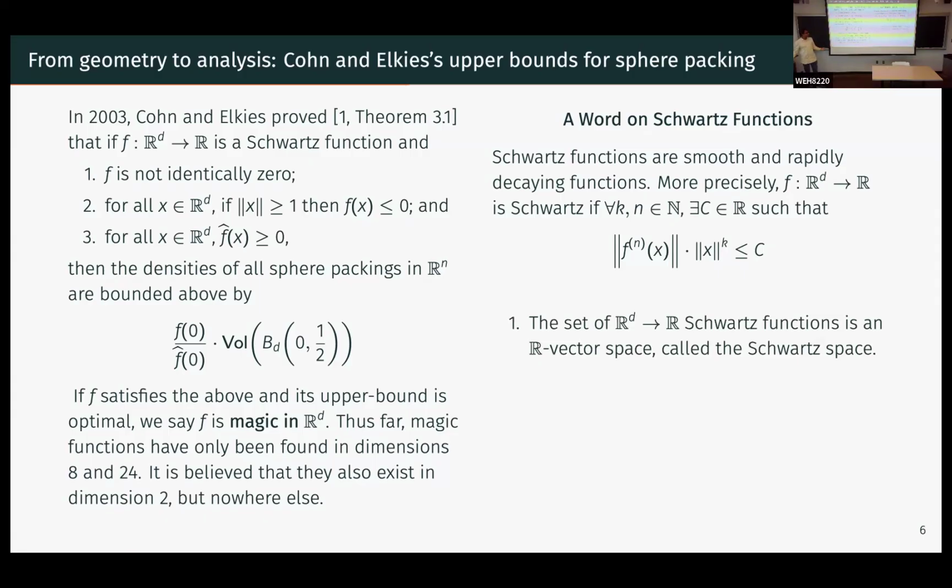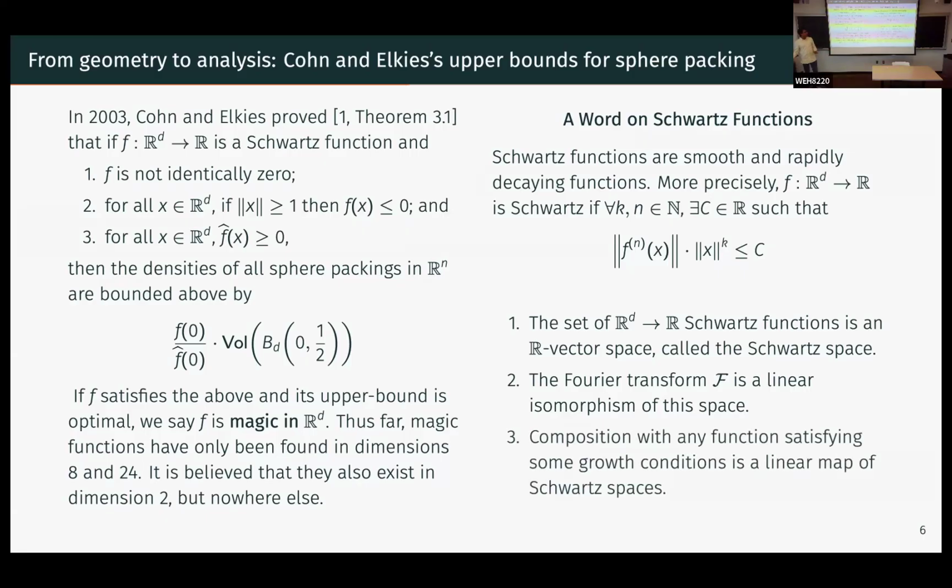We can make a few observations. First of all, the set of Schwartz functions from Rd to R is an R vector space. Not only that, but the Fourier transform is a linear operator on this space. It's a linear isomorphism on this space. And finally, you can show that the map from this Schwartz space to another Schwartz space, obtained by composing with a function satisfying some growth conditions, is also a linear map of Schwartz spaces. This comes up in the project a few times, because you want to essentially build bridges from R to R Schwartz functions.